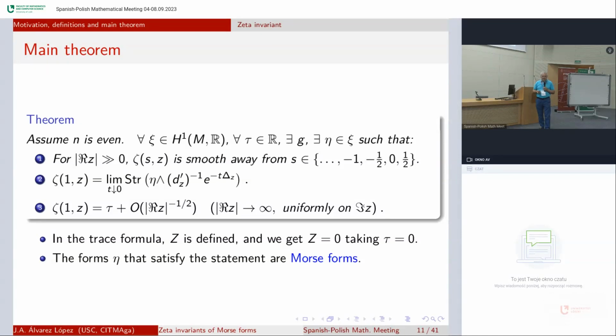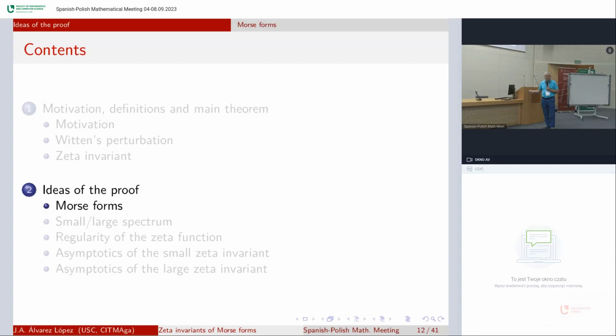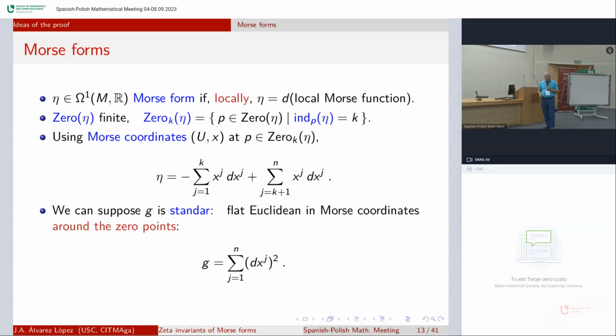In particular, the forms eta we choose in any class are Morse forms, so that's the reason this is an invariant of Morse forms. So let's talk about Morse forms. A one-form is a Morse form if it is locally the differential of a local Morse function. In particular, it is closed. Globally, it may not be exact, but locally it's the differential of a local Morse function.